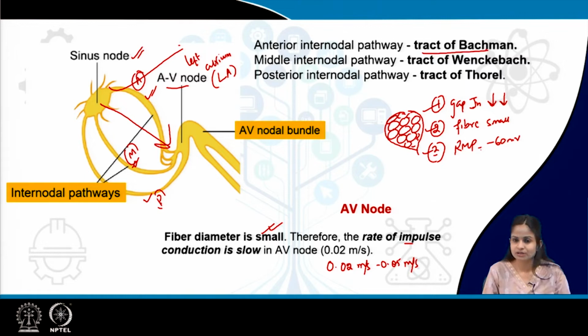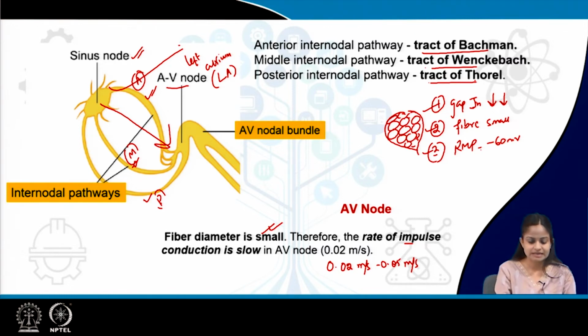Now, the middle internodal pathway, also known as the tract of Wenckebach, generally supplies the interatrial septum, and the posterior internodal pathway is the tract of Thorel, which usually traverses from the posterior surface of the SA node to the posterior surface of the AV node. So, this is all about the internodal pathways between the SA node and the AV node. The impulse traverses from the SA node to the AV node.